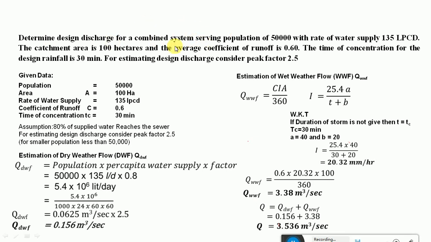They are asking you to determine the design discharge for a combined sewerage system. Combined sewerage system means it is the addition of dry weather flow and wet weather flow. Therefore the total combined discharge for this sewer will be the dry weather flow plus the wet weather flow. The dry weather flow we have obtained as 0.156 meter cube per second, plus the wet weather flow of 3.38 meter cube per second. If you add both, we get the total combined discharge equal to 3.536 meter cube per second. I think now you have got the idea of estimation of the discharge.